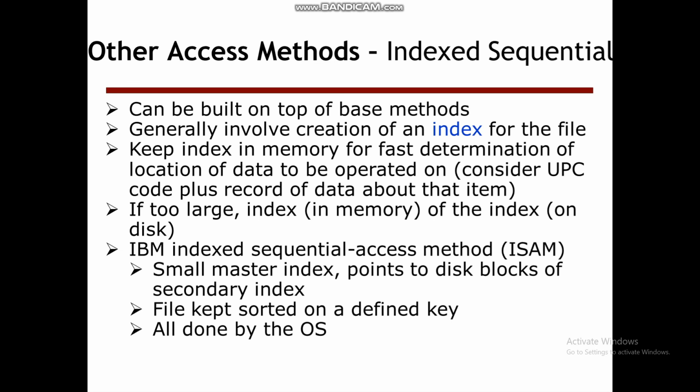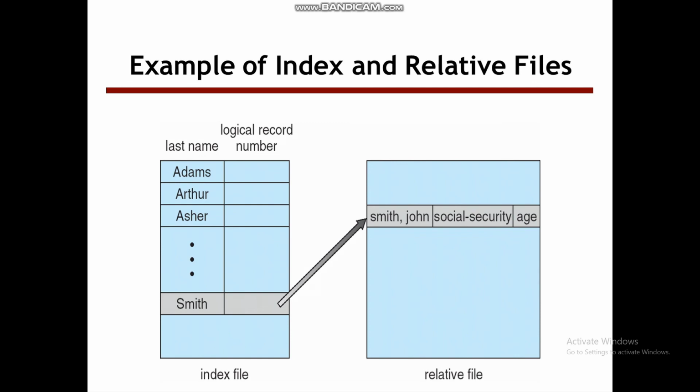The file is kept sorted on a defined key, and all this is done by the operating system. Each index consists of a pointer to its relative file. We can have an index file having a pointer to its original relative file. Generally, indexed files are used in many applications such as airline reservation systems, payroll systems, etc.